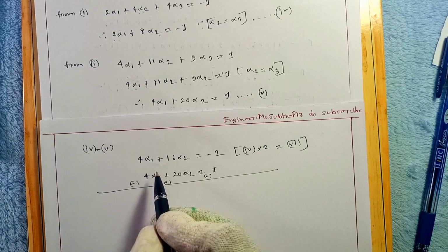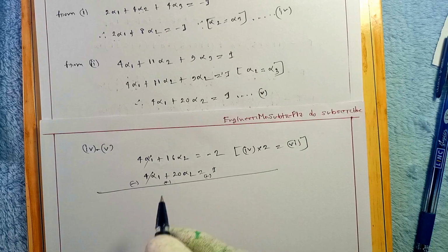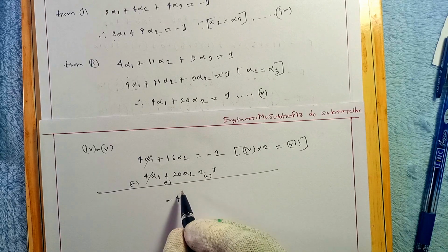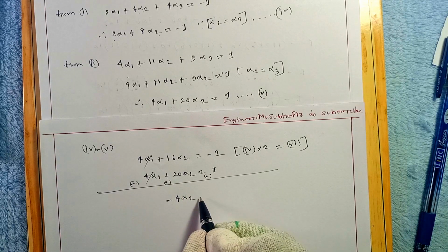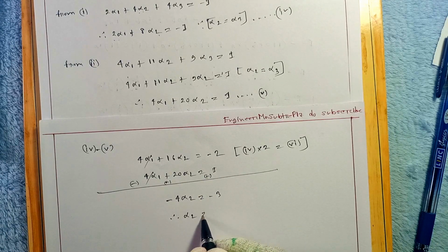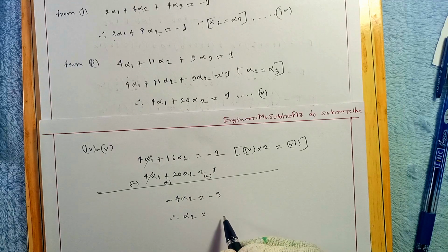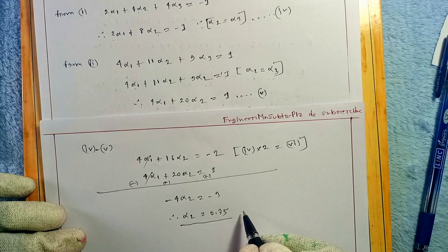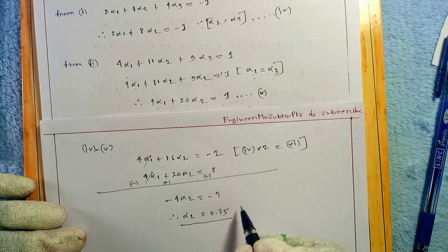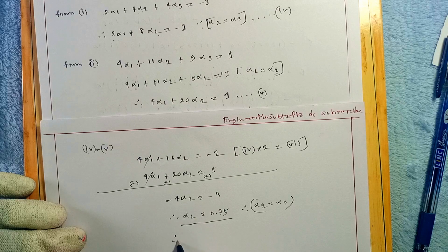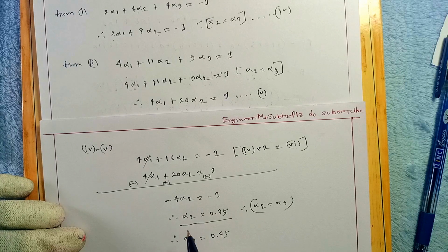So this alpha 1 will be gone, and we get 4 alpha 2 equal to 3. So alpha 2 equal to 3 by 4, that is 0.75. We got the value of alpha 2. We know alpha 2 equal to alpha 3, so alpha 3 equal to 0.75. So we have to find only the alpha 1 value.